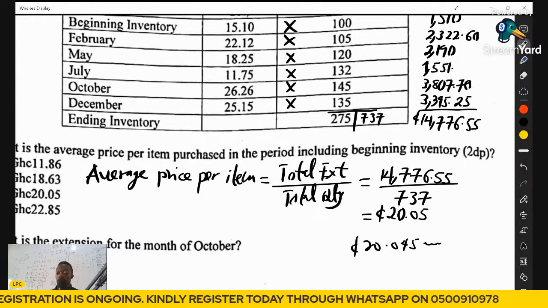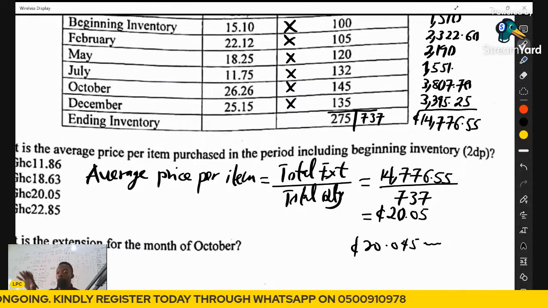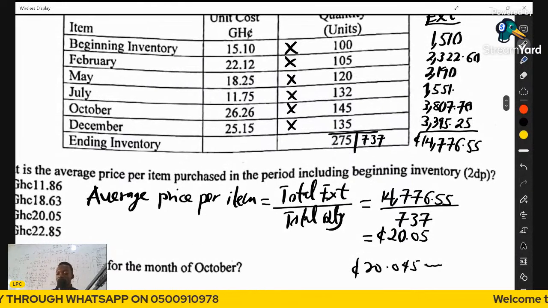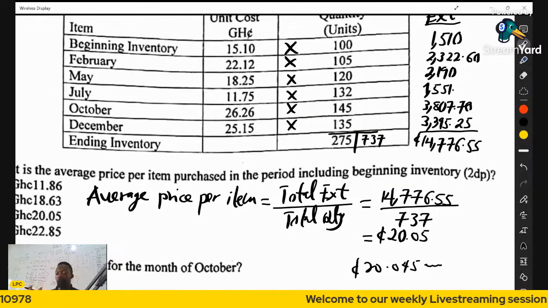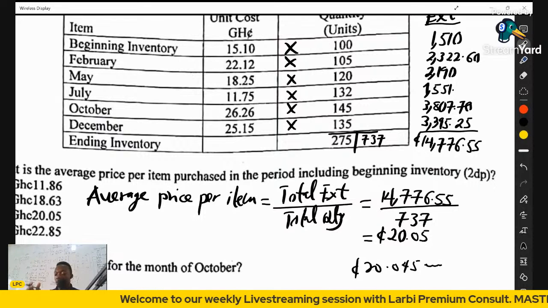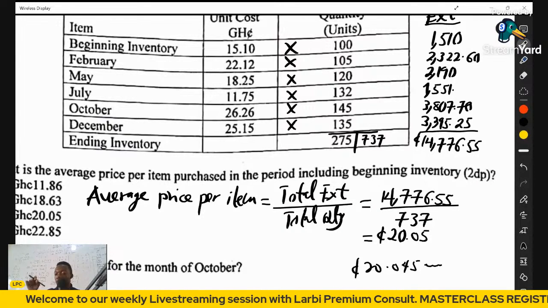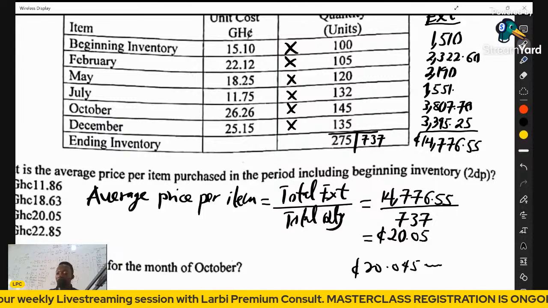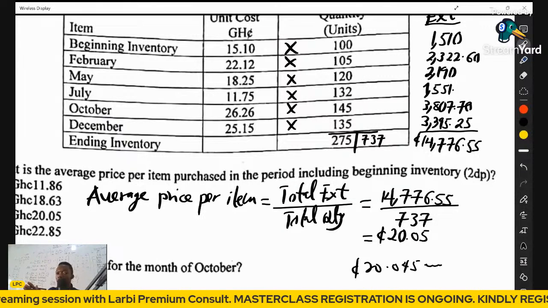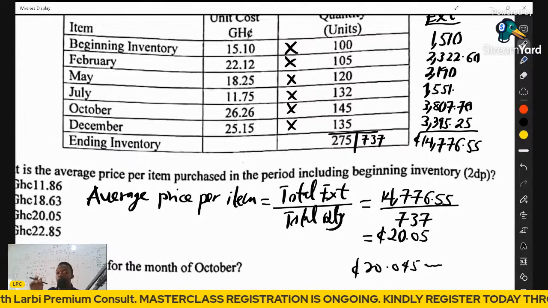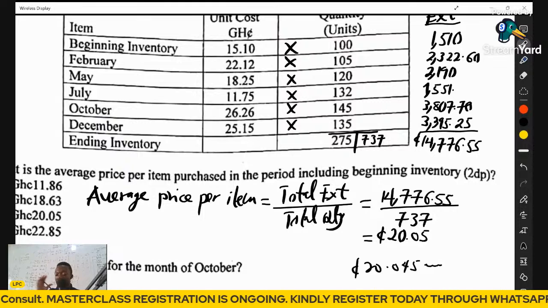So this is how we calculate the average price per item. Compute the individual extension, add all of them to get the total extension, and also add all the total quantity under the period that we are taking into account. The ending inventory shouldn't be included. The ending inventory is what we want to value. So you shouldn't add that inventory as part of the units from these various periods. So let's take note of that.